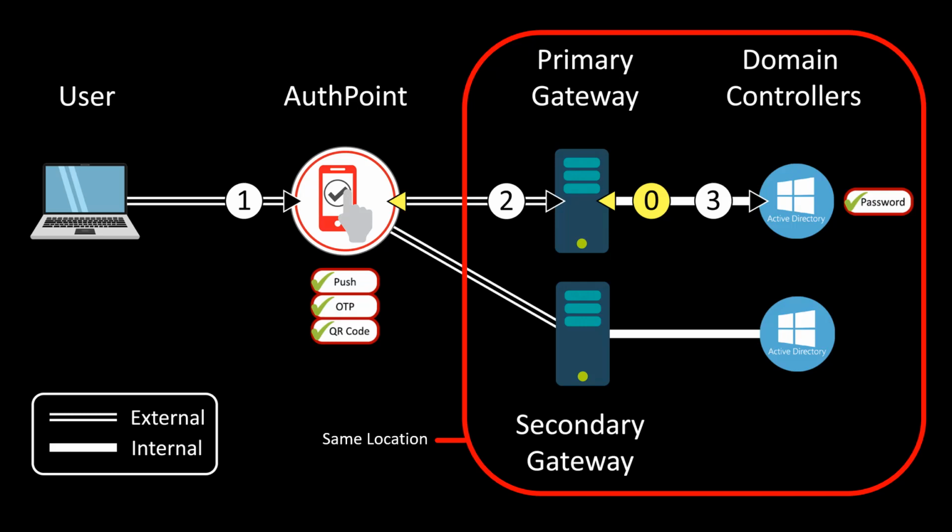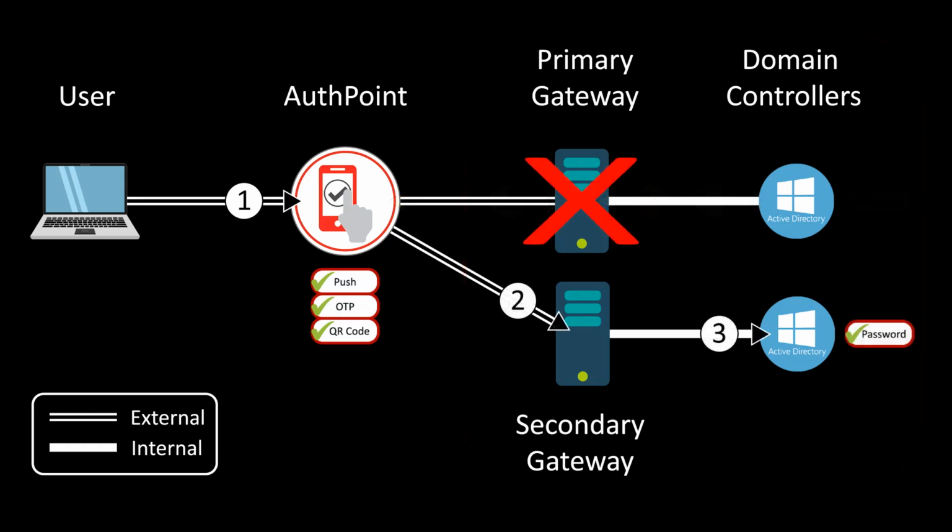We recommend that you deploy all gateways and domain controllers to the same location and not use VPNs in order to reduce latency for authentications. If the primary gateway were to go down, then one of the secondary gateways will take over processing user authentications. However, secondary gateways are not used to sync new users from AuthPoint.